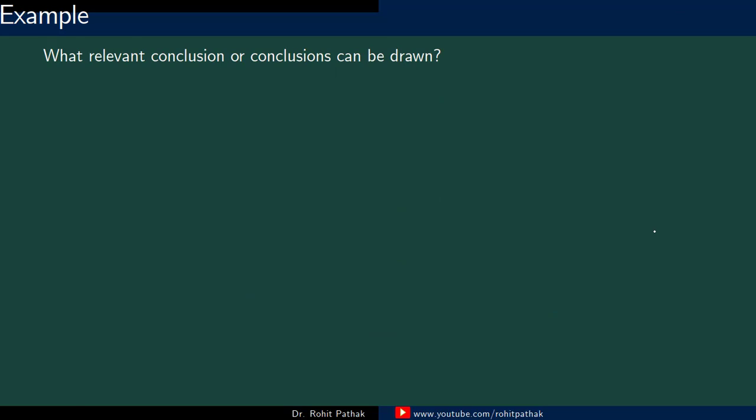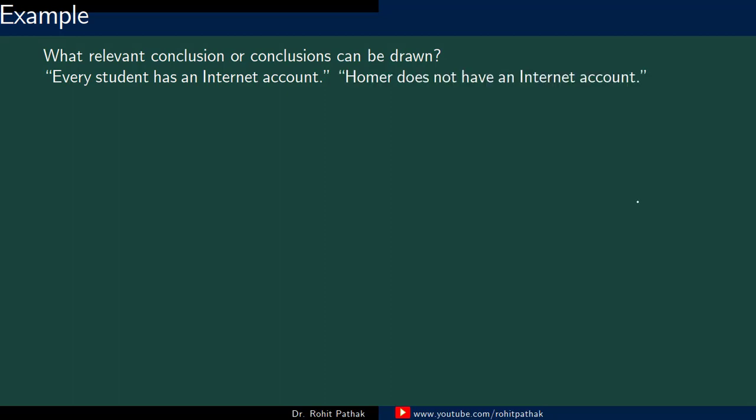Now look at another example. What relevant conclusion or conclusions can be drawn from the following premises? Every student has an internet account. Homer does not have an internet account. Homer means a person who remains at home. Maggie has an internet account.